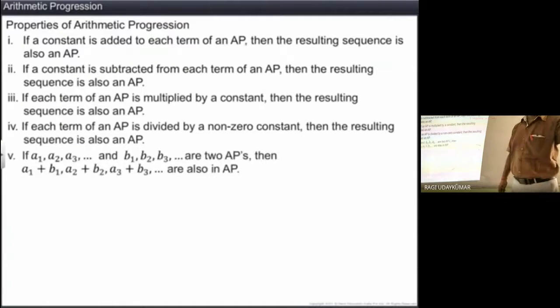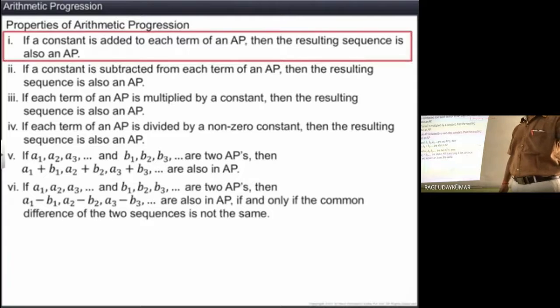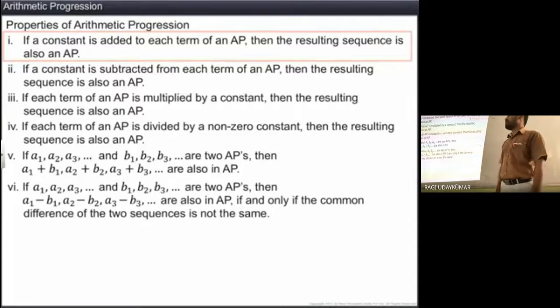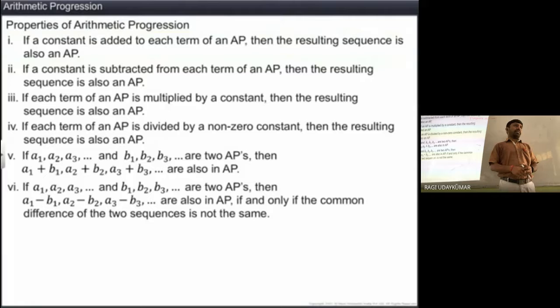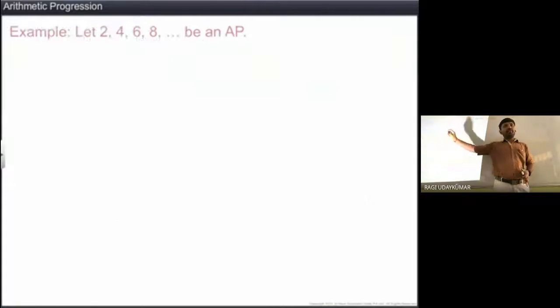Let us see the properties of arithmetic progression. These are the different properties of arithmetic progression. The first one is what? If a constant is added to each term of an arithmetic progression, then the resulting sequence is also an arithmetic progression. That means 2, 4, 6, 8 is an arithmetic progression.